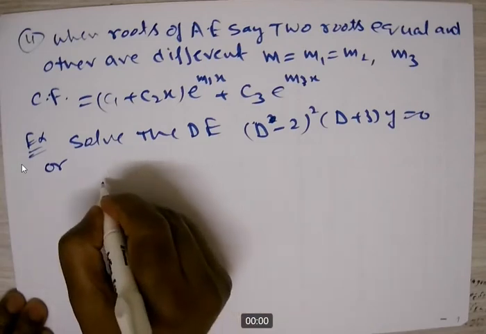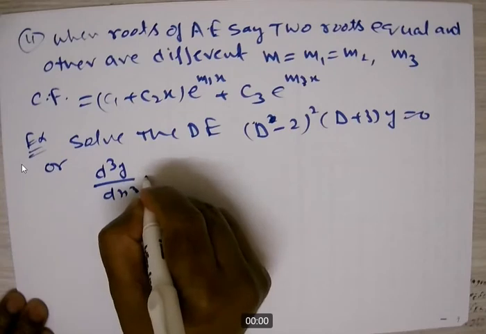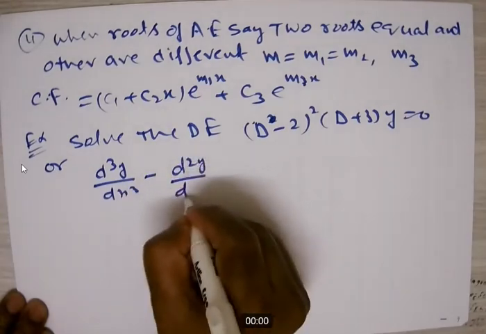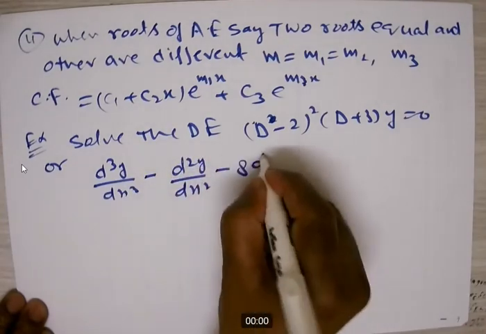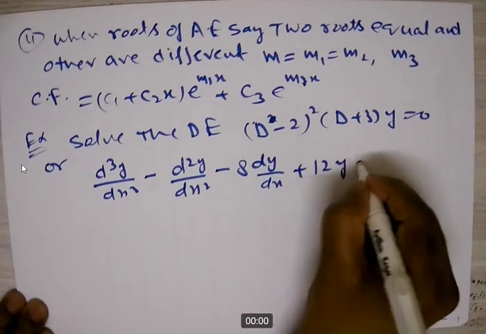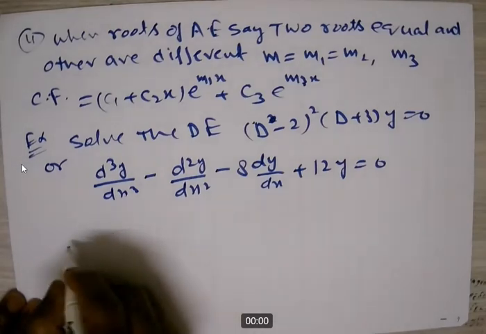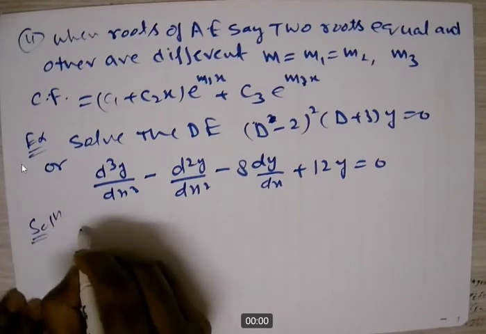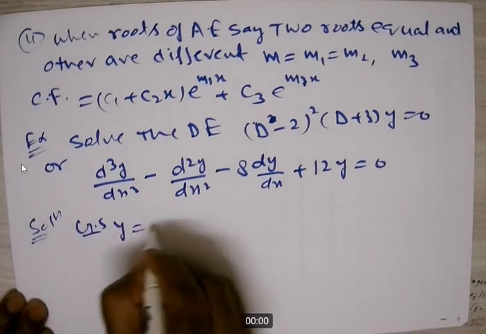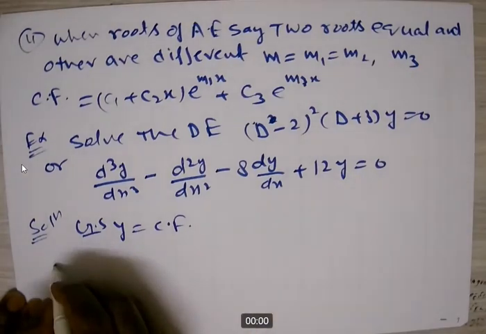Solve the differential equation d3y by dx cube minus d2y by dx square minus 8 dy by dx plus 12y equal to 0. So what you have to do for the solution of that one? The general solution is y equal to the complementary function, because f(x) is not given. So how to write the complementary function?